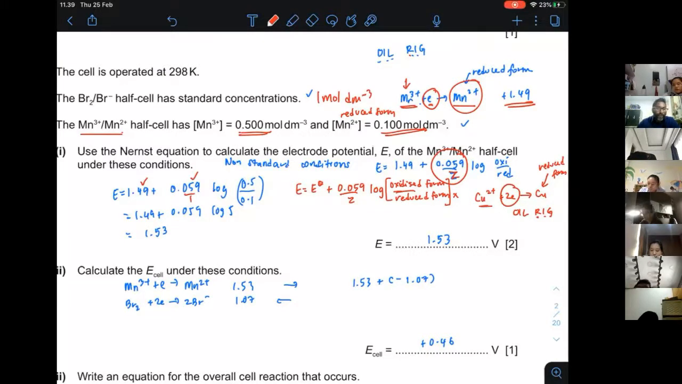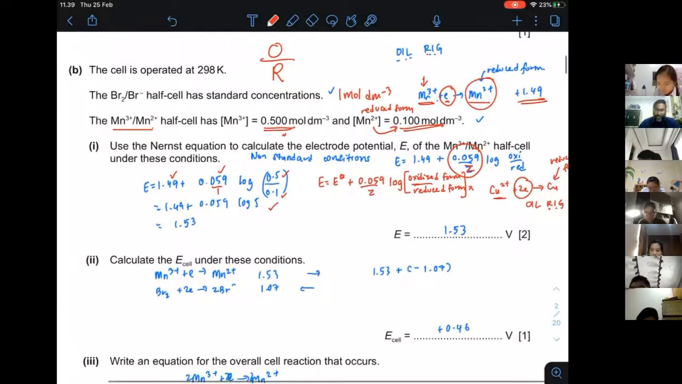I do not know how you're going to remember. Maybe you remember by OR. Please remember this: oxidized divided by reduced form. The reduced form is 0.1, and the oxidized form is 0.5. Then I use the formula and calculate, and I will get 1.53.